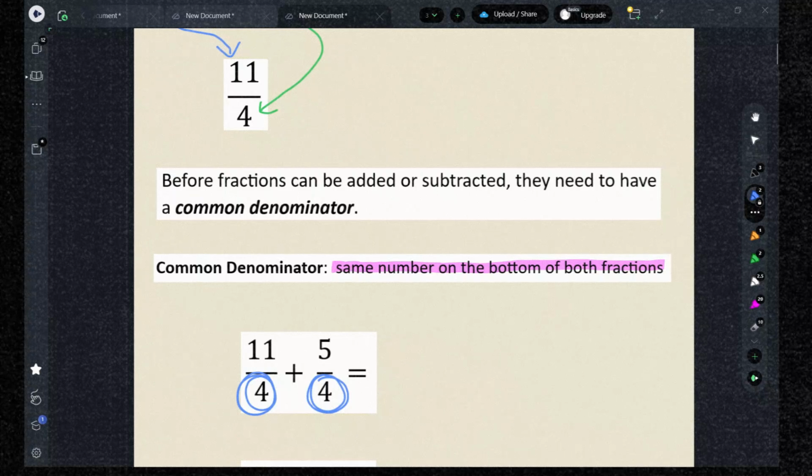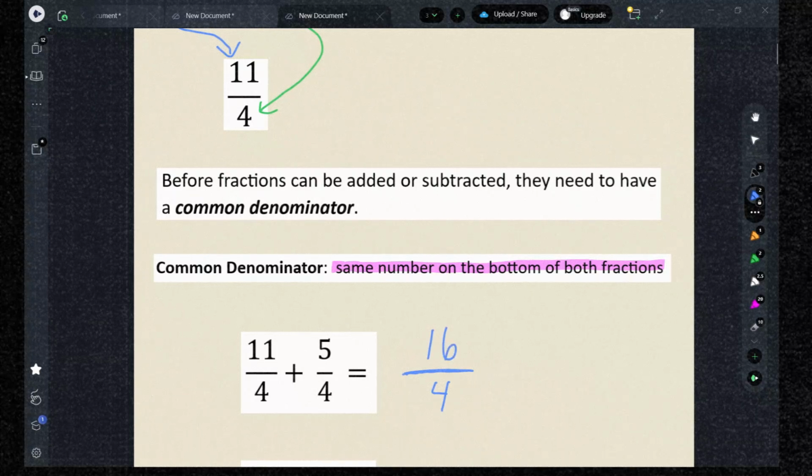So the way this works, once you have a common denominator, the answer is, of course, also going to be a fraction, and the denominator is going to stay the same. These are 4s. This is still going to be a 4 on the bottom. And then all we do is add the numerators. So the numbers on top, I'm going to do 11 plus 5. 11 plus 5 is a 16. So that goes right here on top. And this is the answer.